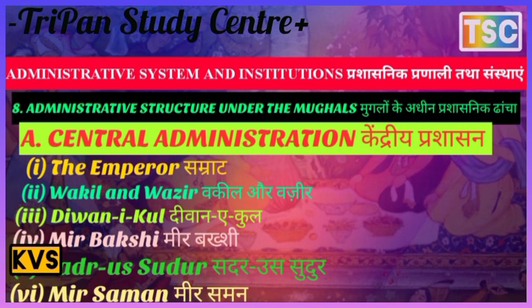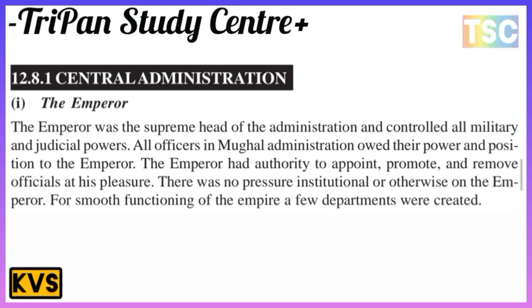The next area is the central administration. According to the Mughal Empire, in the central administration, the emperor was the supreme head of the administration and controlled all the military and judicial power.